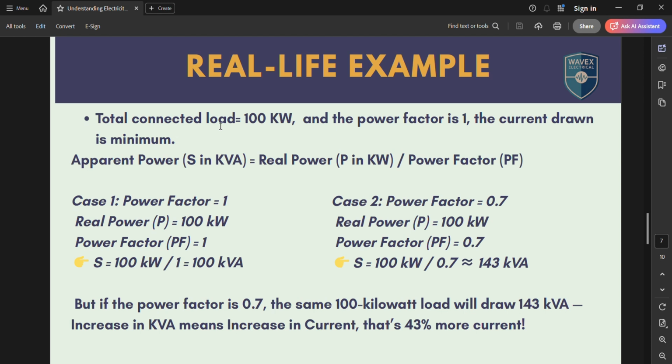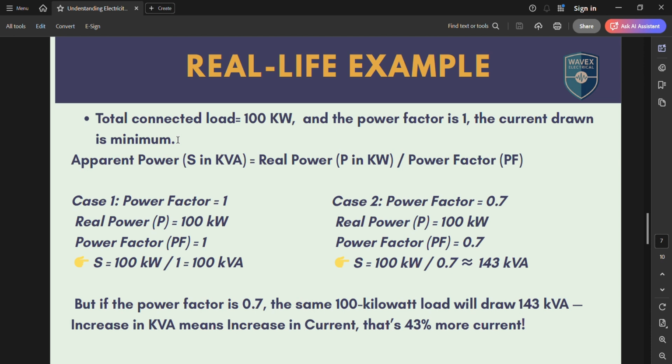Okay, so we consider an example here. The total connected load here is equal to 100 kW and the power factor is 1. The current drawn is minimum. That is the ideal case. So apparent power is equal to kW. kVA is equal to kW divided by power factor. What is the apparent power? kVA is equal to kW divided by power factor.